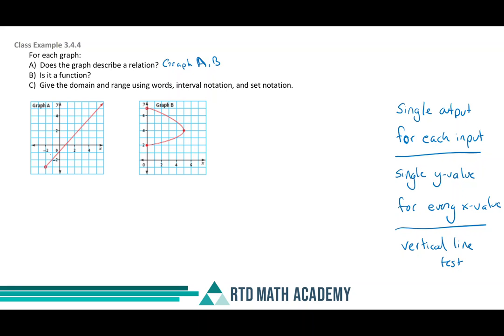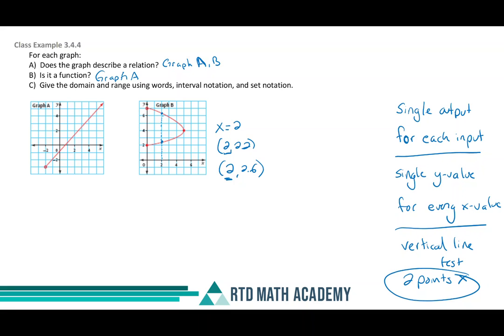Sorry, if I go to anywhere on the x-axis and I draw a line down to the graph, there's only one output. So graph A is a special type of relation called a function. Graph B, on the other hand, is not. Let's just go to where x is equaling 2 for a moment. I have 2 y values for that x, and that's not okay. So therefore, graph B is not a function.